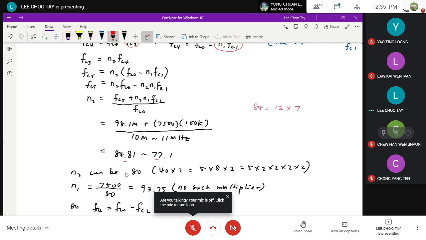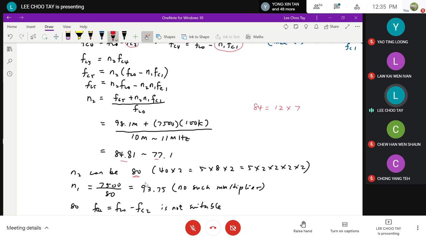Maybe a good value within this range is 80. 80 is equal to 40 times 2. If you break that down, that will be 5 times 8 times 2, and further, 5 times 16, or 2 to the power of 4. So I need four frequency doublers with one frequency quintupler. If I choose my N2 to be 80, my N1 has to be 7,500 divided by 80, because N1 N2 equals 7,500. So your N1 will be 93.75.